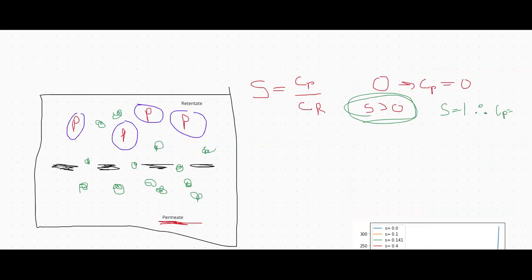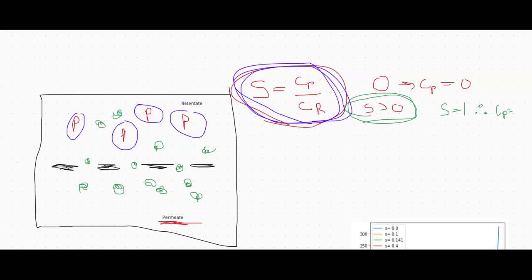Now, your sieving is equal to CP over CR. I'm actually going to just circle that again in blue. It's equal to the concentration in the permeate over the concentration in the retentate. So if you were trying to measure sieving, measure S, you'd say, well, I'll just take measurements of my solute of interest in the permeate and in the retentate.